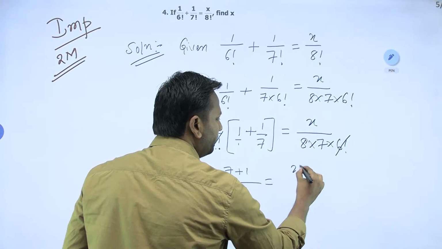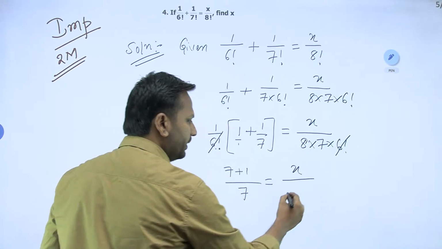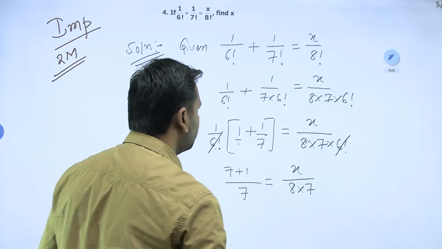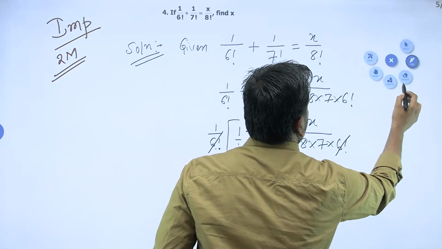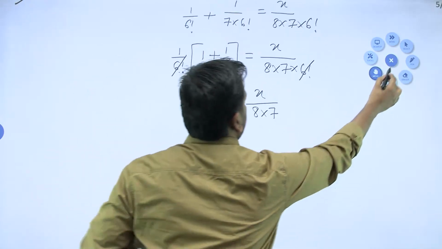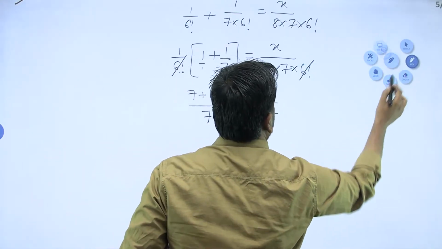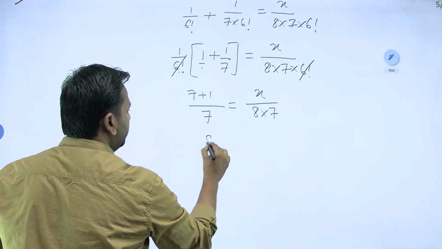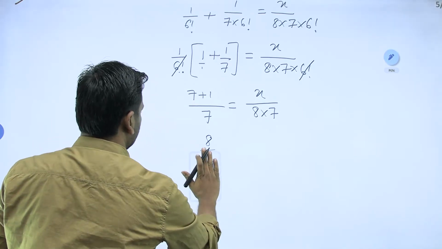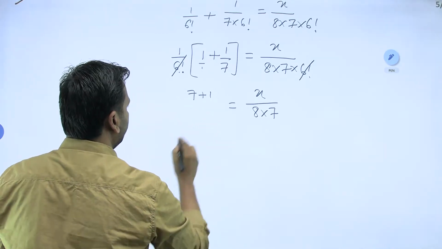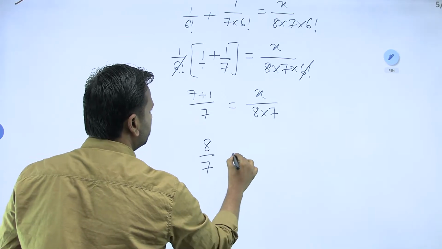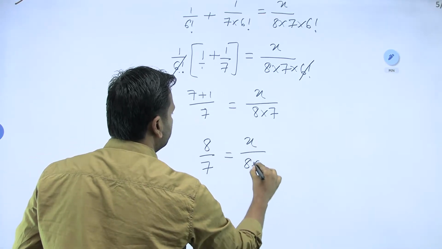So here x divided by 8 into 7. Let me keep as it is. 8 into 7. Now you see, students, what happens, right? Now you see what happens here. 8 divided by 7. It is 7 there, right? 8 divided by 7 remains here. X divided by 8 into 7.